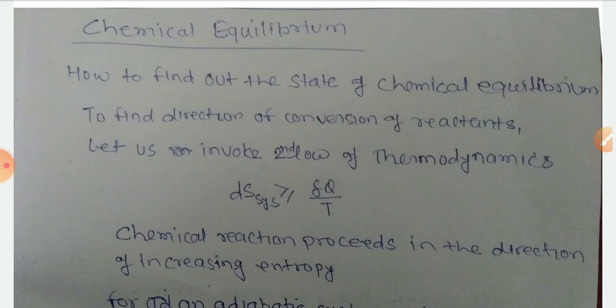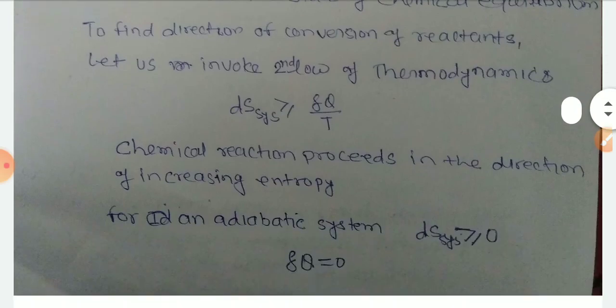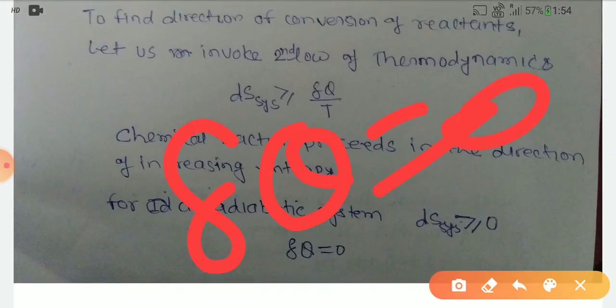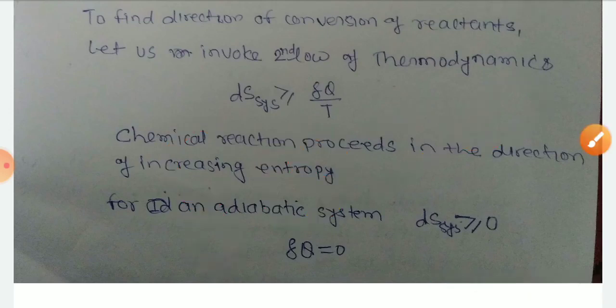So the second law of thermodynamics gives the direction. Here I am using the second law of thermodynamics: a chemical reaction proceeds in the direction of increasing entropy for an adiabatic system. So you can write del S of the system is greater than or equal to 0. That means here it is an adiabatic system, so del q is 0, because in an adiabatic process the heat transfer of a body or system does not change. Heat is not transferred from the body, so that is why it is 0.